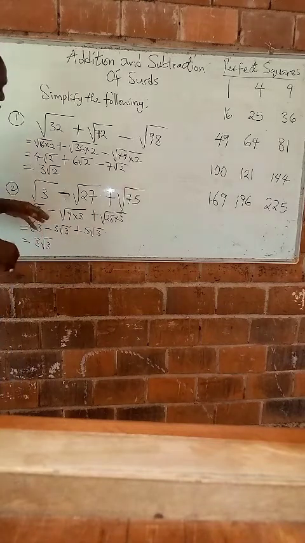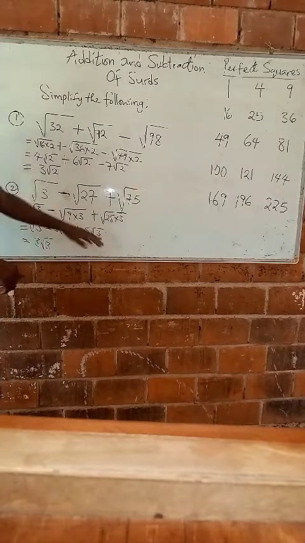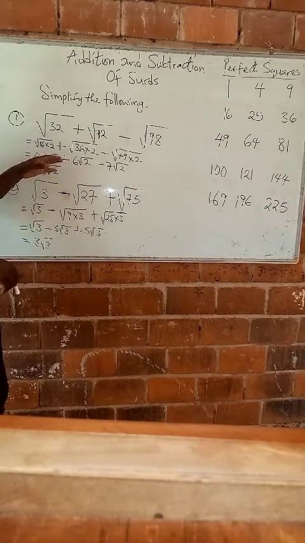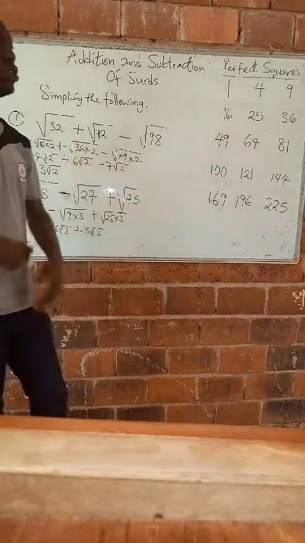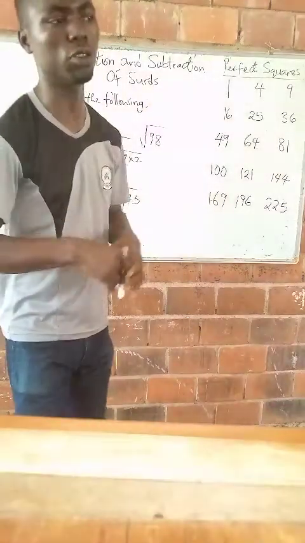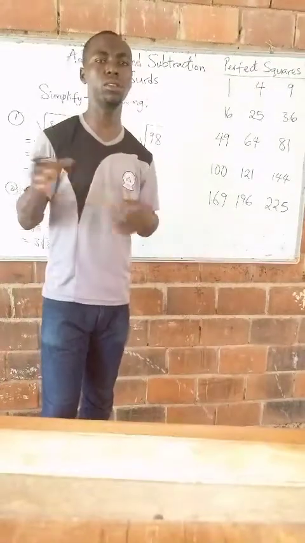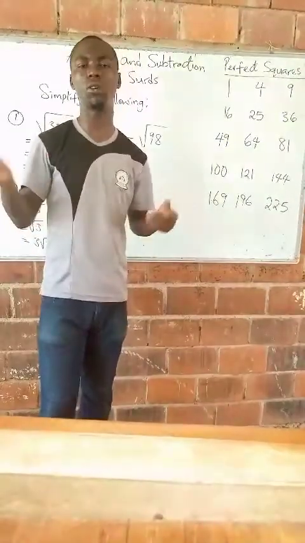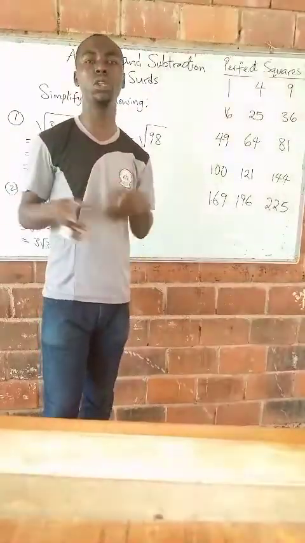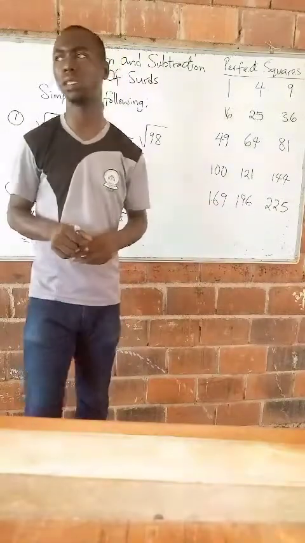So we can see that the numbers left in the root here are the same, also in the first example. In the next lesson, we will take some questions where the numbers in the root might be 2, 3, or 5 in the same question. Then we'll see how we can go about that. Thank you.